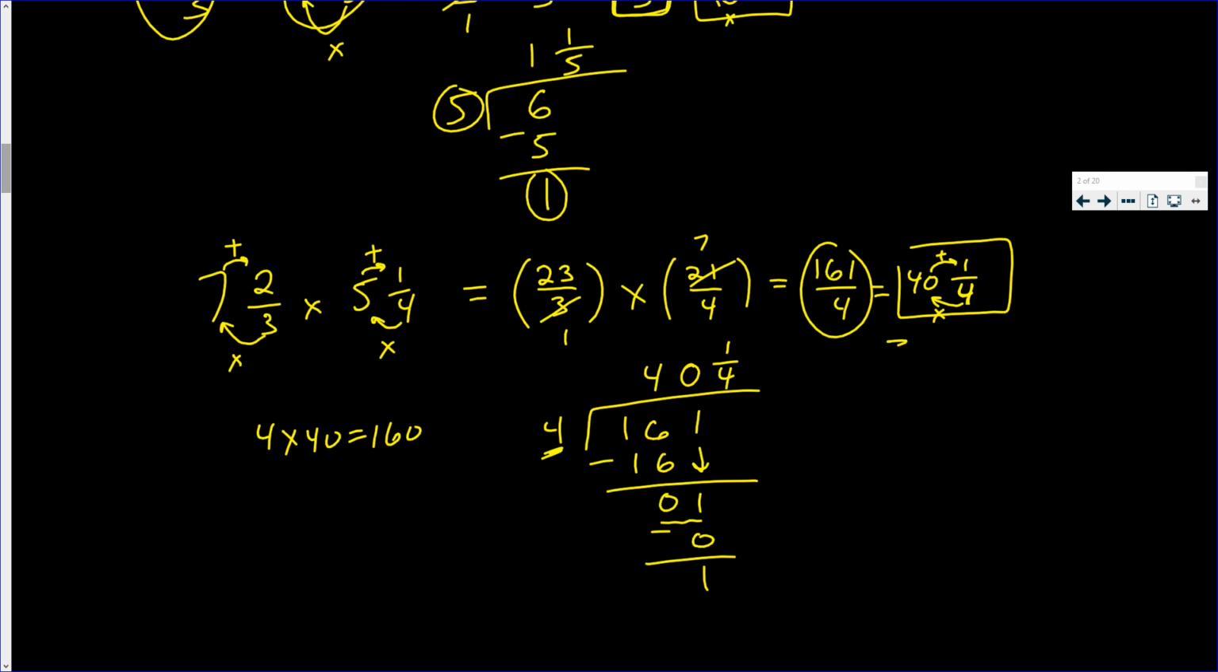Now, here's a quick check. This number, 7, is less than that number, and 5 is less than that number. And when you multiply 7 times 5, which is 35, the answer should be larger. This number is bigger than 7. This number is bigger than 5. So if 7 times 5 is 35, these bigger numbers should end up to be more than 35.